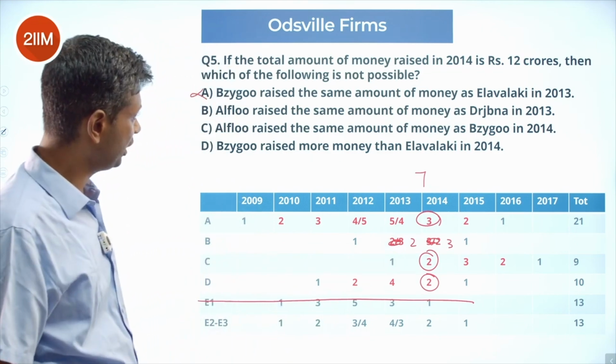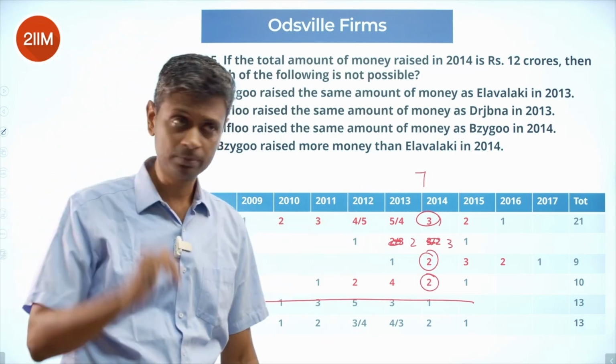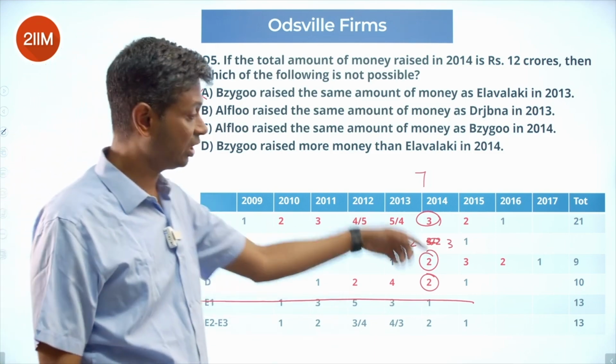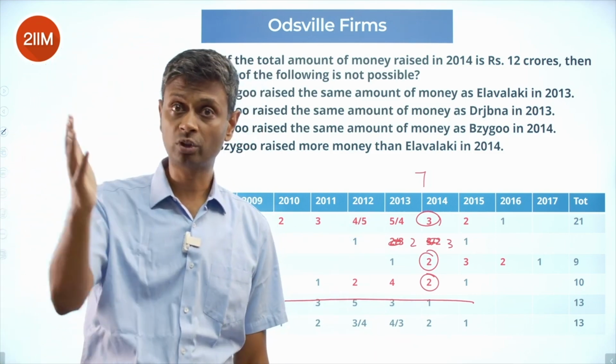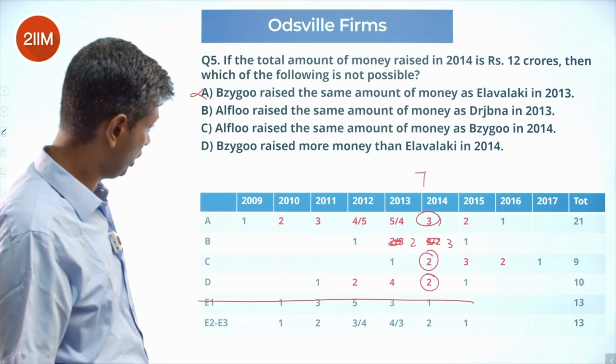A raised the same amount of money as the D in 2013. A and D could be the same, 4 and 4 is possible. A raised the same amount of money as Bzygoo in 2014. 3 and 3 indeed is definitely true, not even possible, definitely true. Bzygoo raised more money than Elavalaki in 2014.